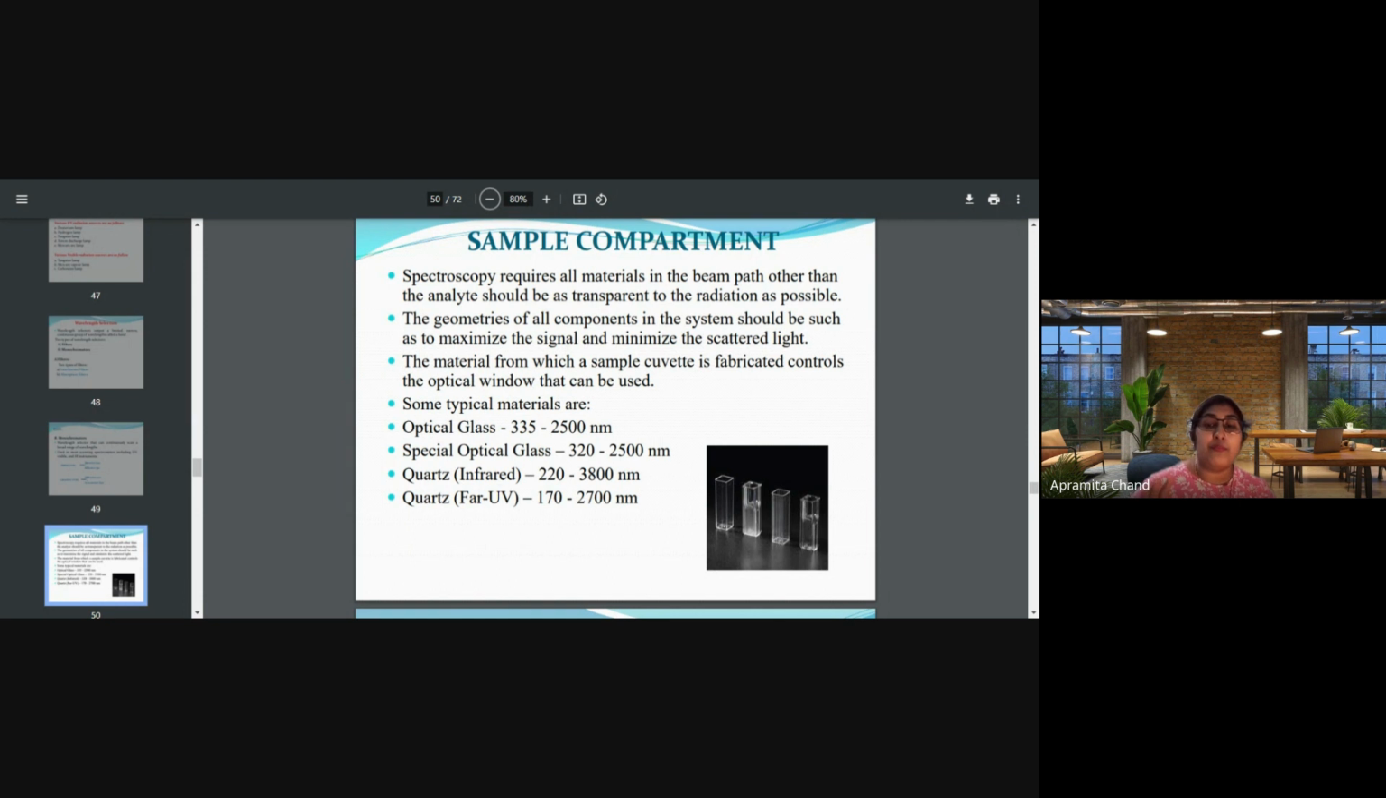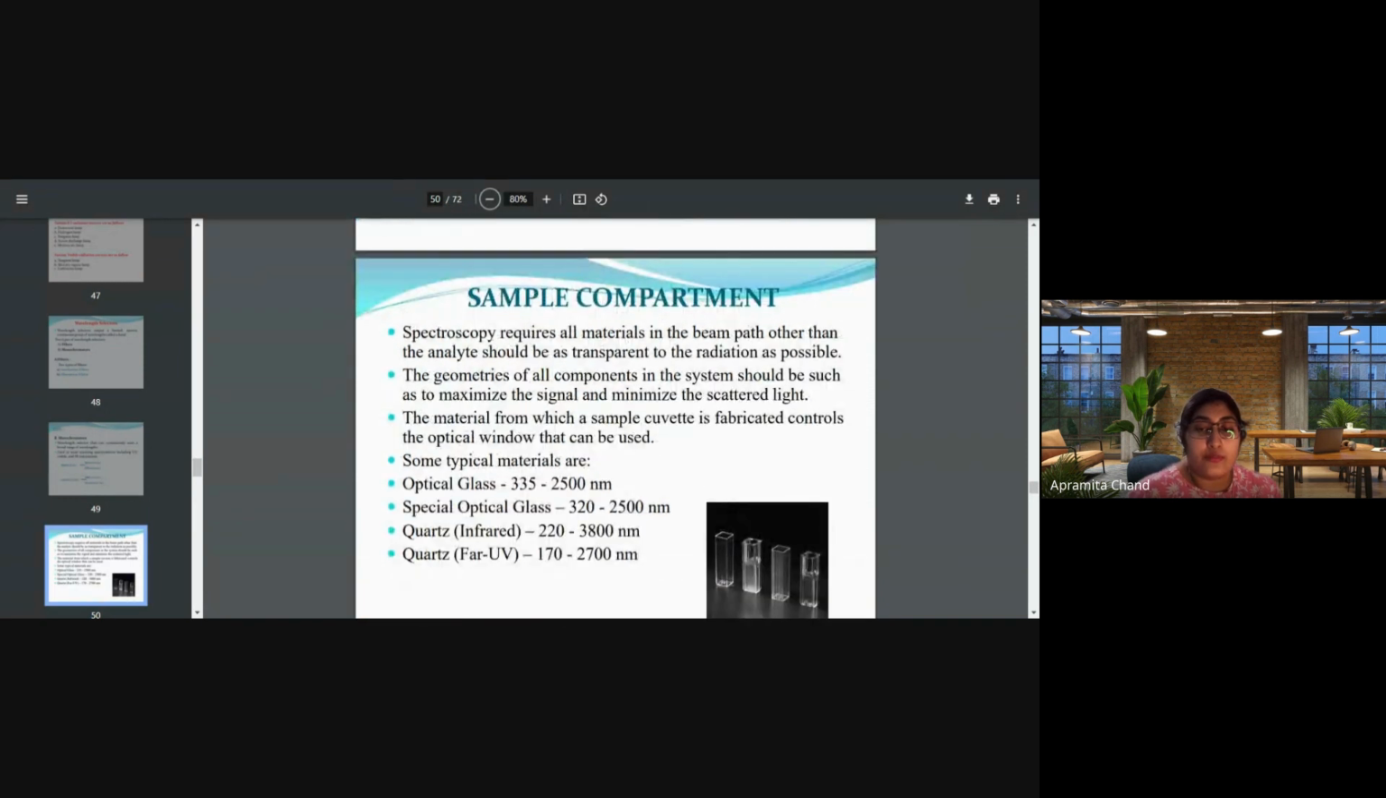So there are typical materials that a cuvette is built of. Usually quartz is preferred. Okay, quartz is special. Also an optical glass kind of thing is now gaining traction. Usually quartz is preferred for far UV and IR. Also one special kind of optical glass is being used in the sample compartment these days. Okay.